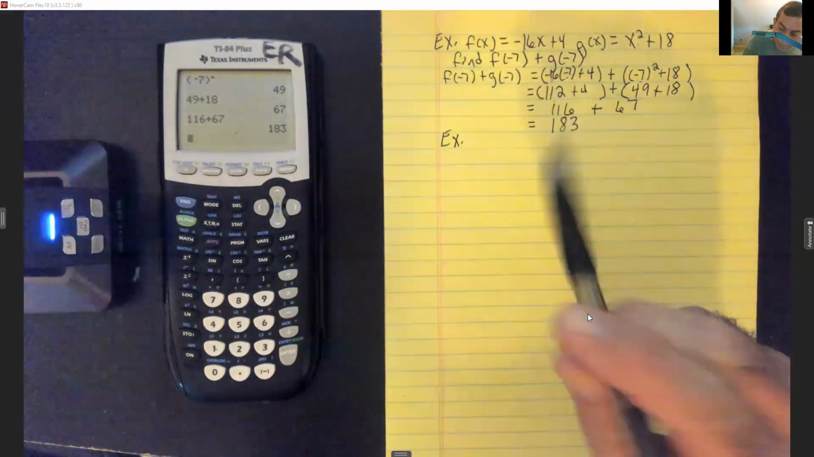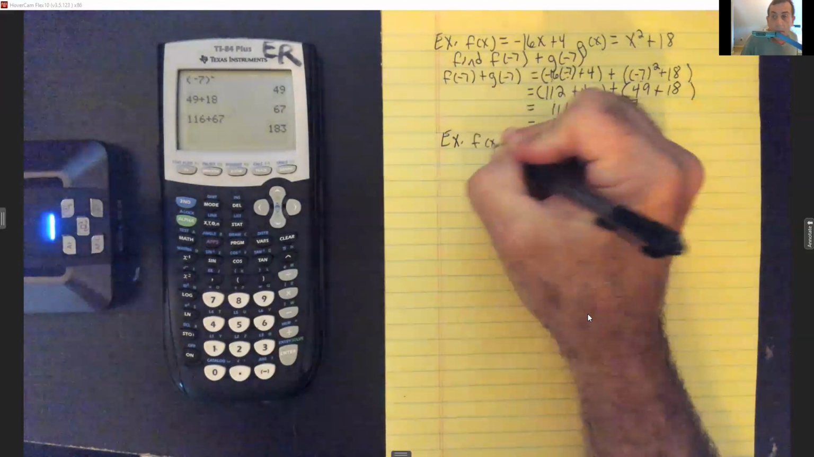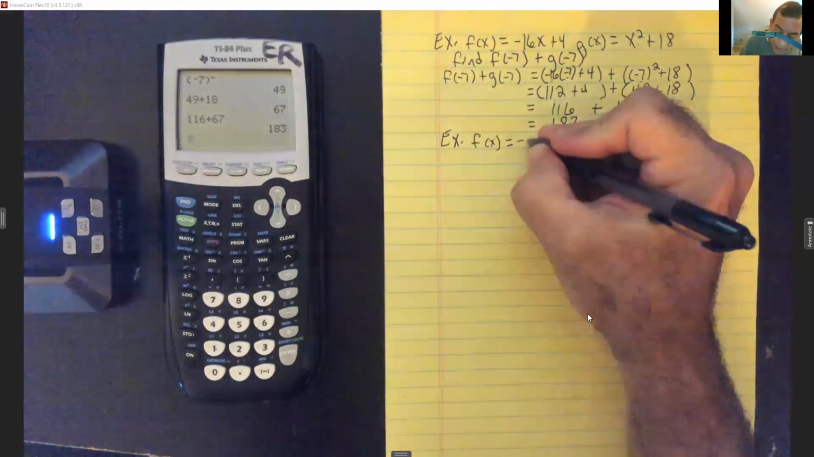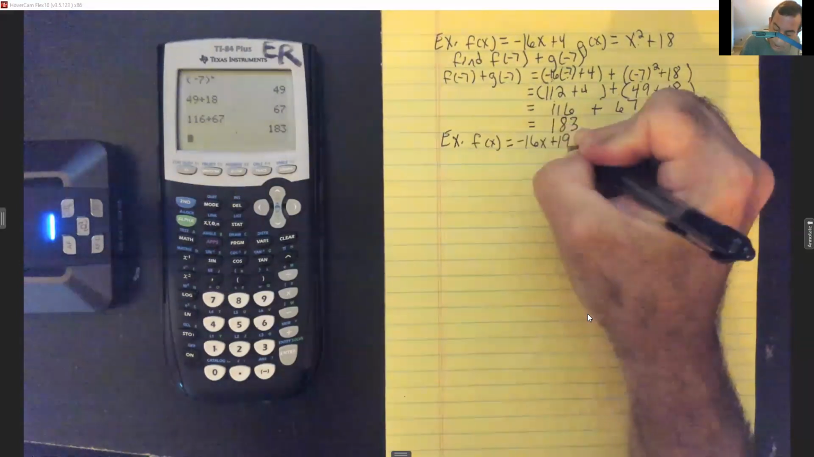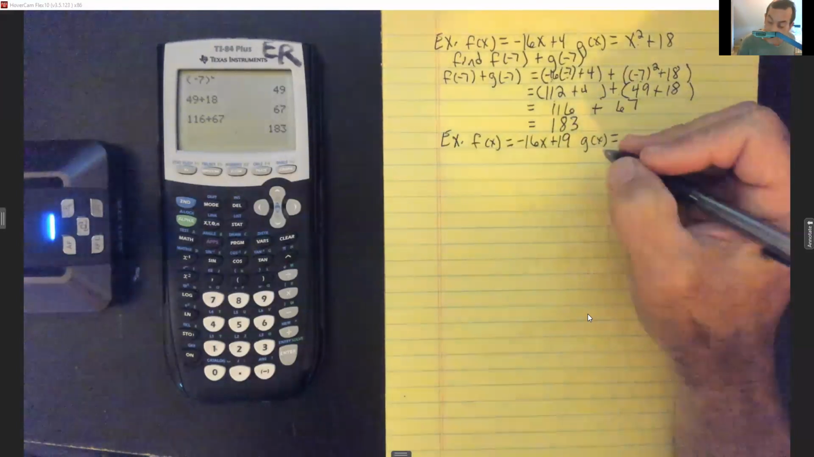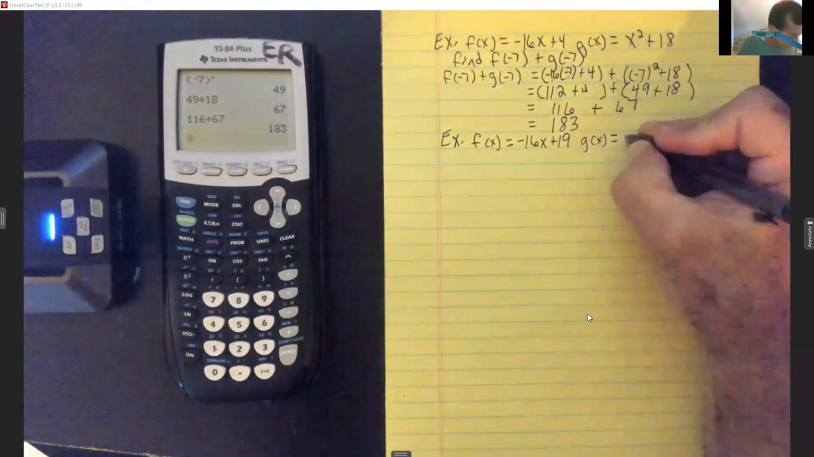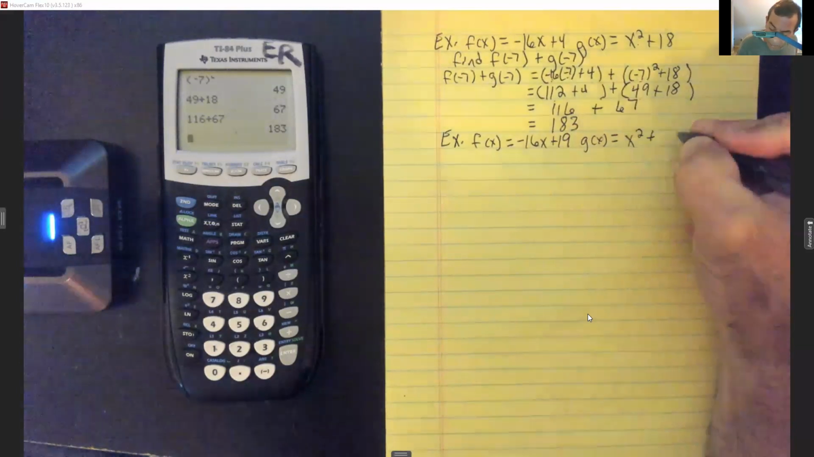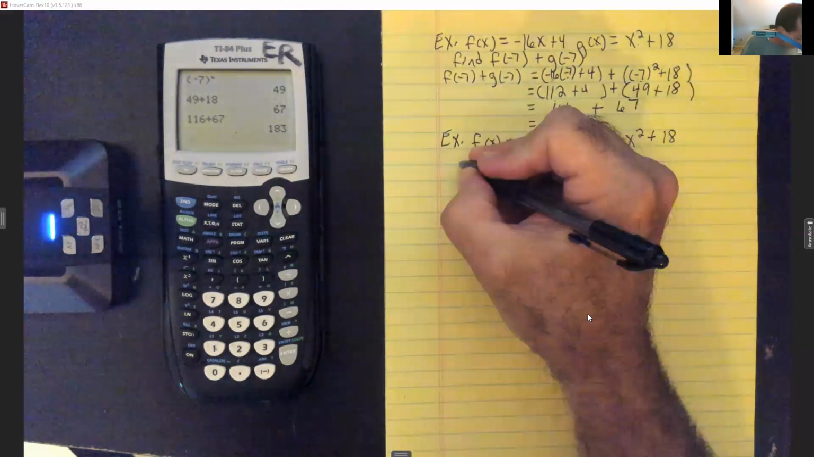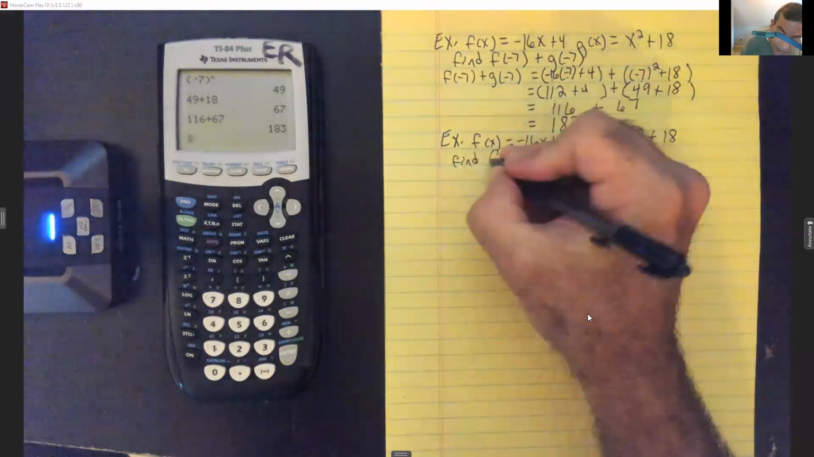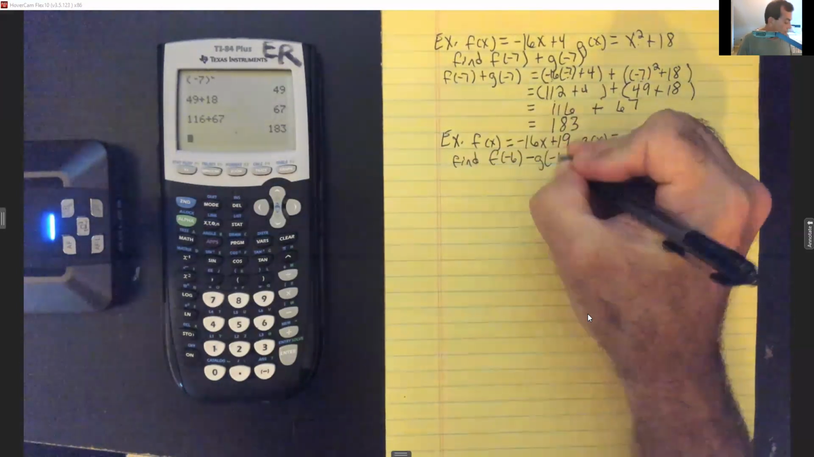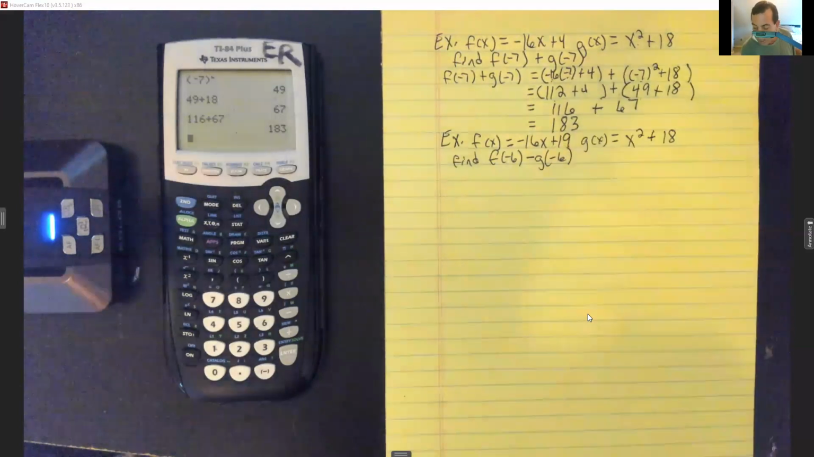All right, this one I got f of x is going to equal negative 16x plus 19. G of x is going to equal x squared plus 18. Ooh, same number as the last problem. This time, though, they want me to find f of negative 6 minus g of negative 6. So a little bit of subtraction on this one.